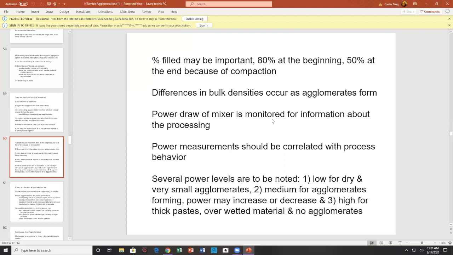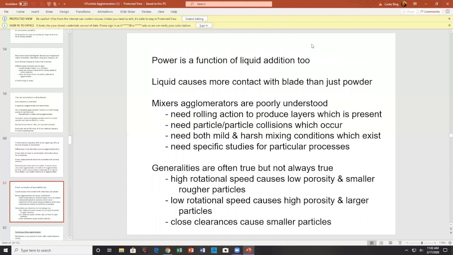Power measurements should be correlated with process behavior, should be incorporated in your overall agenda, so to speak. Several power levels are to be noted: low for dry and very small agglomerates, medium for agglomerates forming, where power may increase or decrease, high for thick paste, overly wetted material, or no agglomerates. So power is a function of liquid addition too. Liquid causes more contact with the blade than just powder.